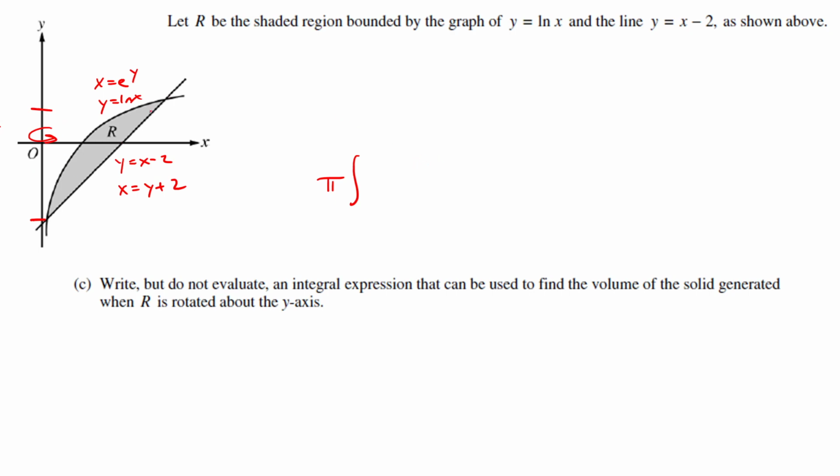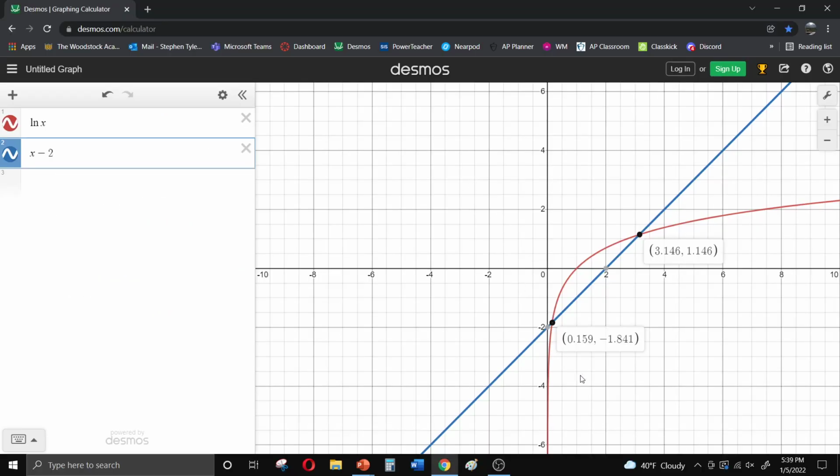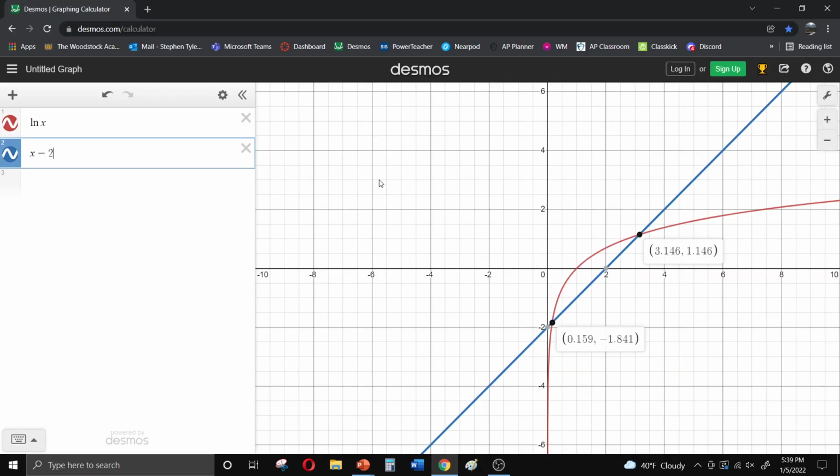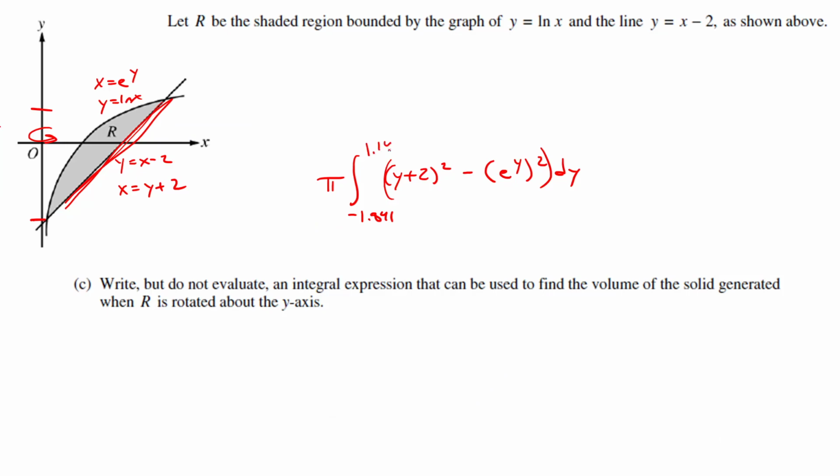Now careful though, my outer function will be the line, so in this case, y plus 2. And the inner function will be the e to the y. Then again, using Desmos or your graphing calculator, we get -1.841 to 1.146. So let's just remember those numbers, -1.841 to 1.146. And that's your answer.